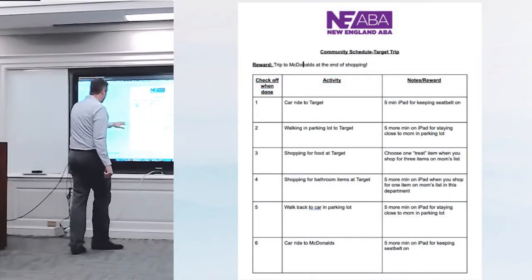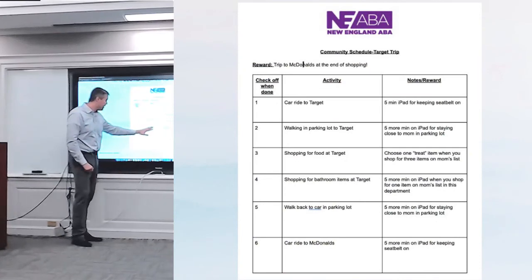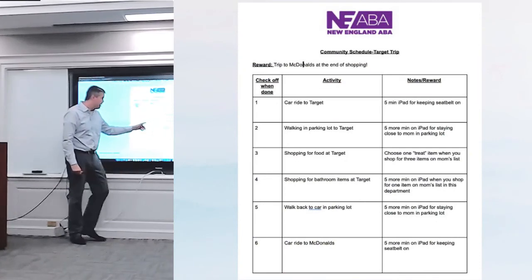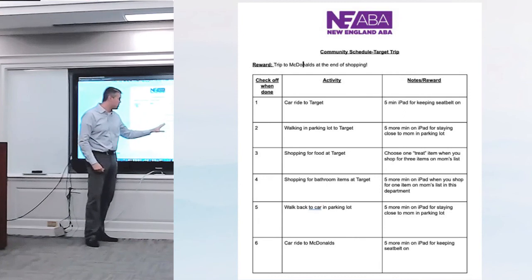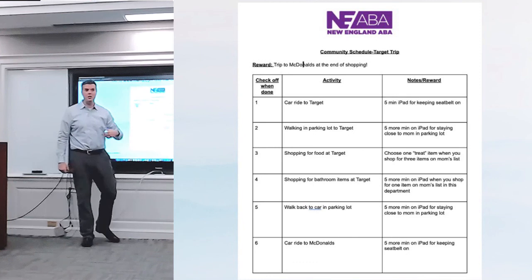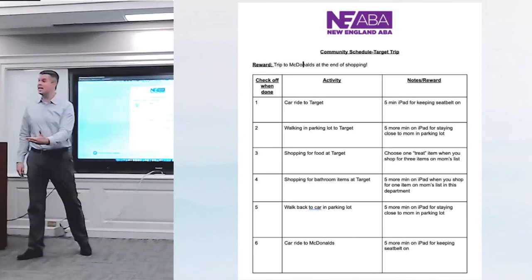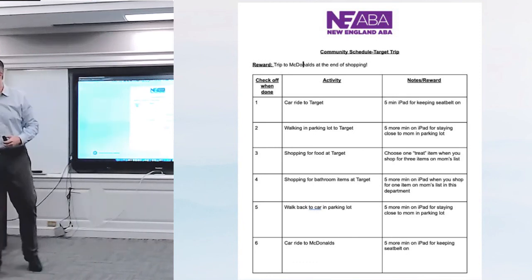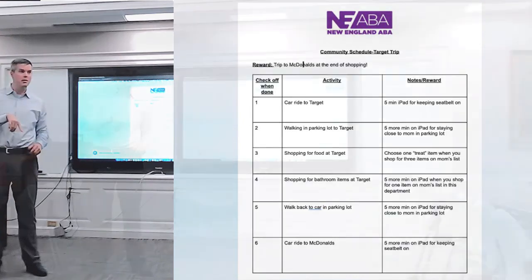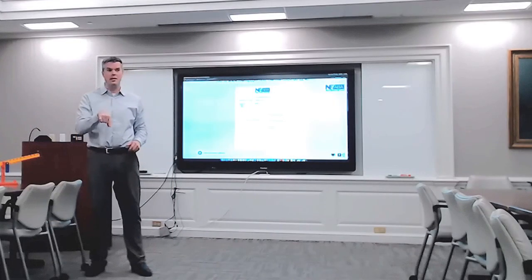Now we have another thing to do in Target. Now we're going to shop. I did a couple of examples here. I said shop for food. So you get to choose one treat when you shop for 3 items on mom's list. So now we're engaging with a list. We're looking at a skill that I want to reinforce, and then I have the reward. You have the treat for doing this.